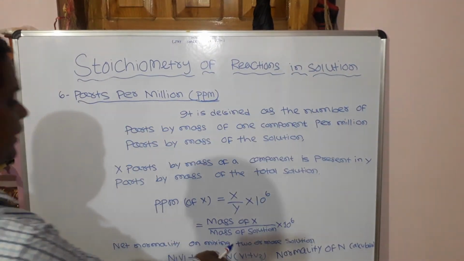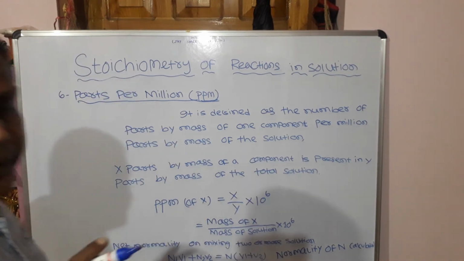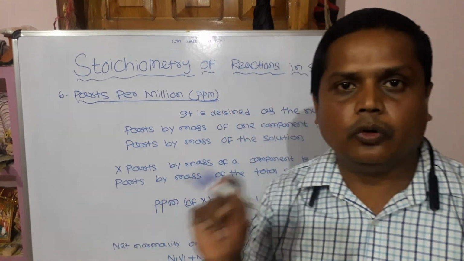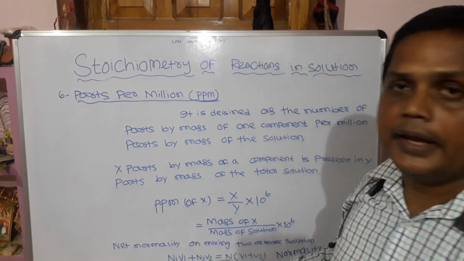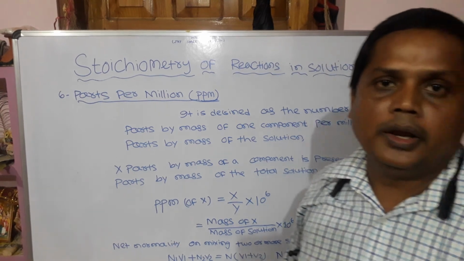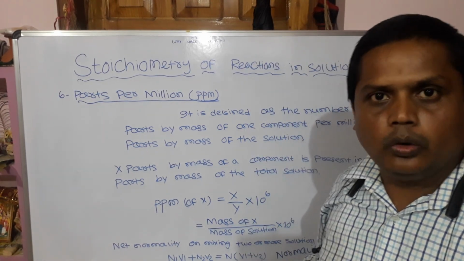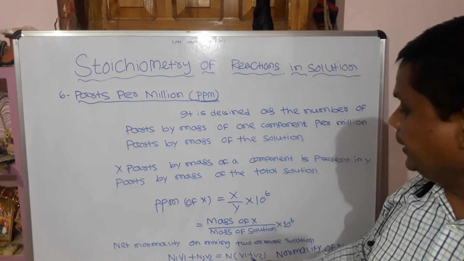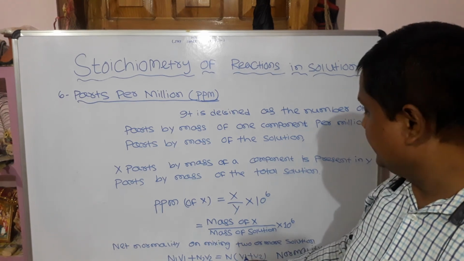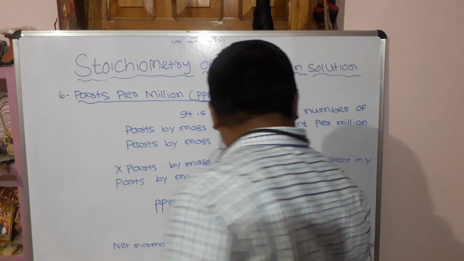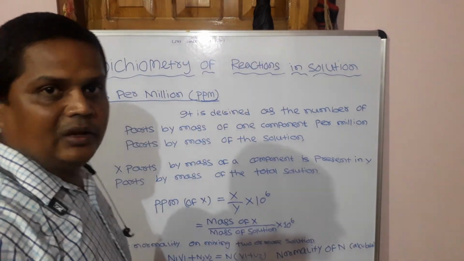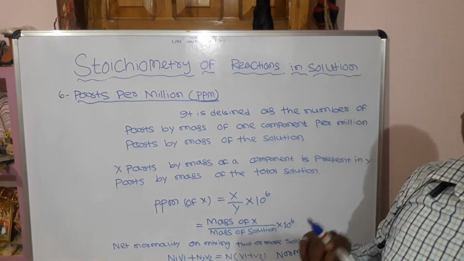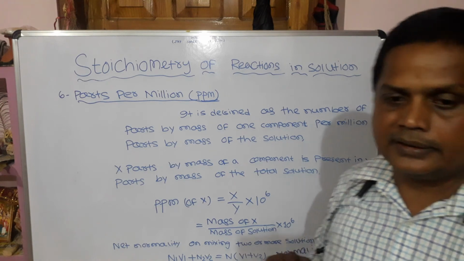Net normality on mixing two or more solutions: N equals N1 V1 plus N2 V2 by V1 plus V2. This is the process by which we calculate the net normality N.